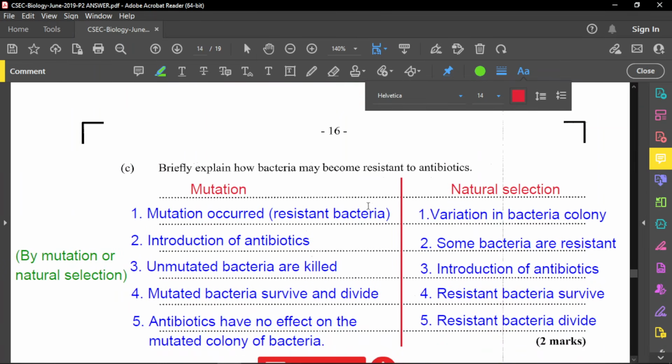Part C is to briefly explain how bacteria may become resistant to antibiotics.